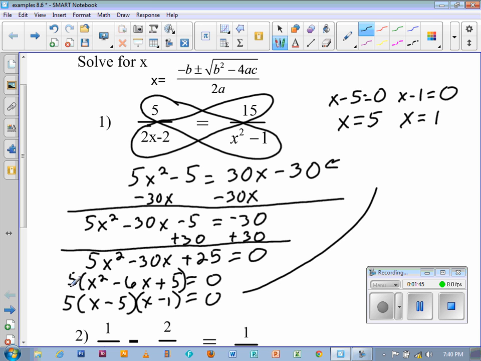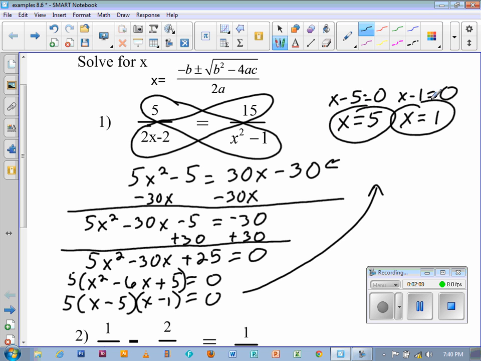I like factoring better. It's quicker. It's more efficient if you can factor. And when I factored the 5 out, I got x squared minus 6x plus 5 in parentheses with a 5 in front, equal to 0. I then factored it into 5 times (x minus 5)(x minus 1) equal to 0. Solved both of these to get x equals 5 and x equals 1.